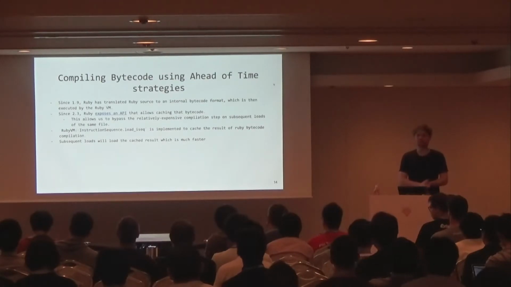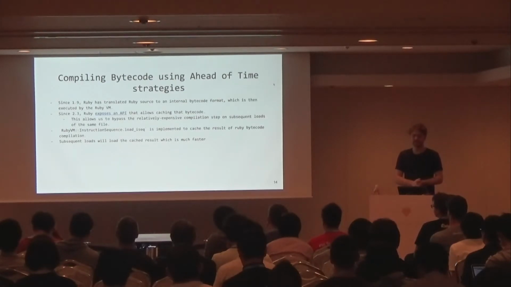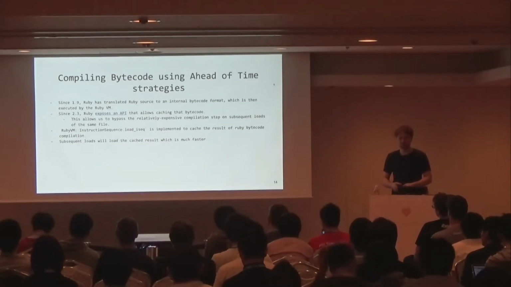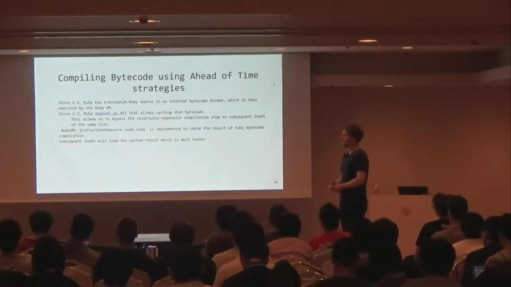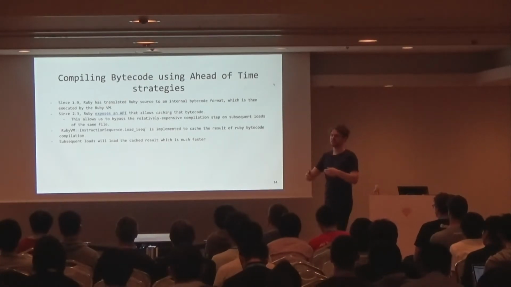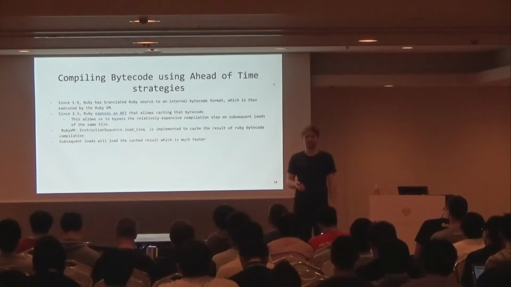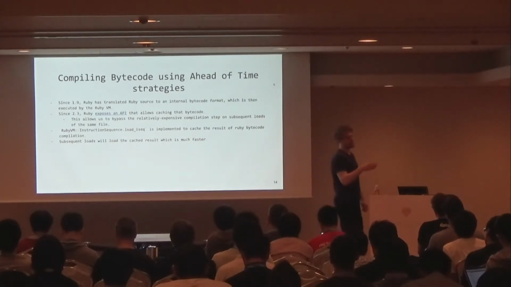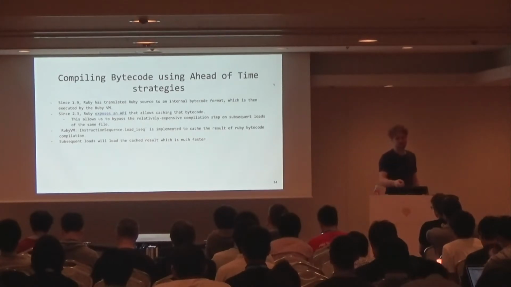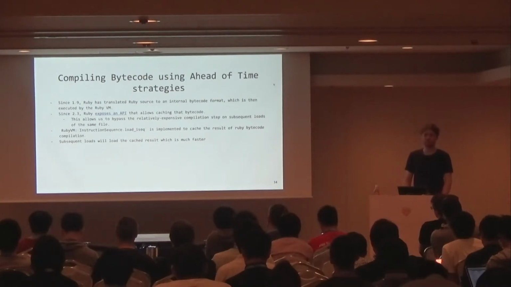So I mentioned the instruction sequence. In Ruby 1.9, as one of the previous talks mentioned, Ruby translated Ruby source into an internal bytecode format, which is then executed by the VM. And this was actually a big change. It made it faster, it made things better, and it allowed us to hook into this point since Ruby 2.3, where an API was exposed.